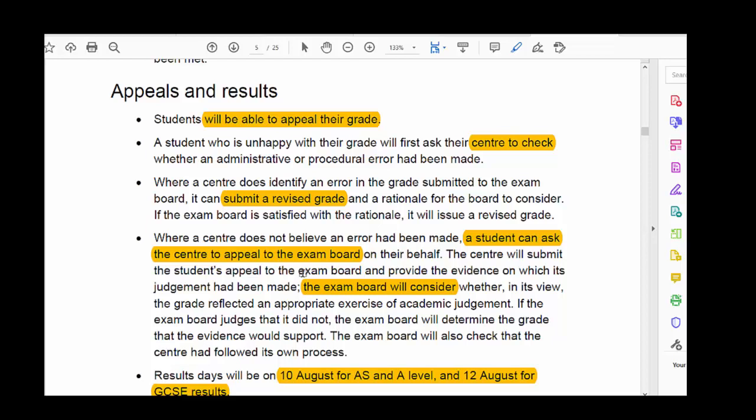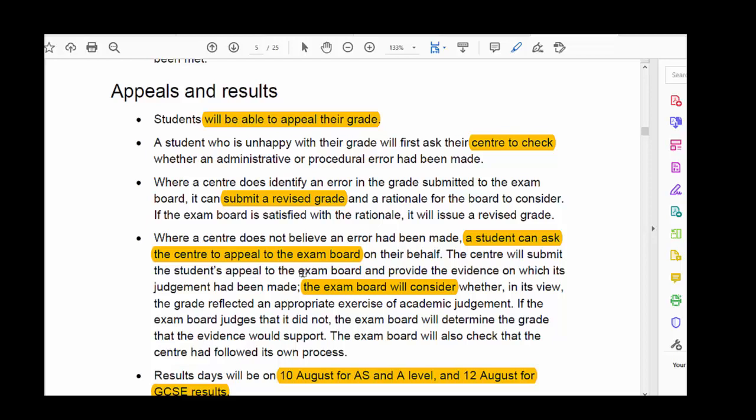If, however, the exam board decides that the evidence produced and the grade awarded do not match up, then the exam board will change the grade. It is important to notice that your grade could go up or it could go down here as well. Okay, so that's something to keep in mind whenever you do an appeal, that not only can your grade go up, your grade could end up going down too.